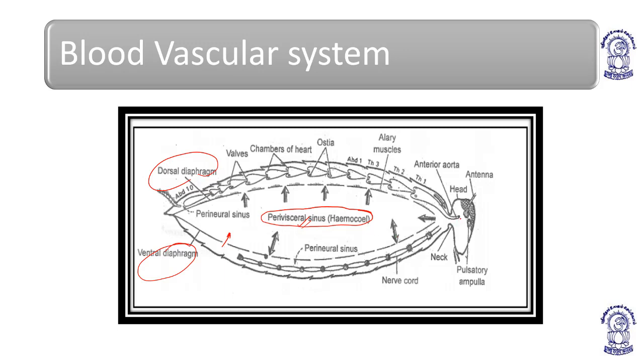This is the heart. You can see the movement of blood from hemocoel to different sinuses, and from different sinuses it moves all over the body. Understood? These are the chambers of the heart which are present, and each chamber has walls.